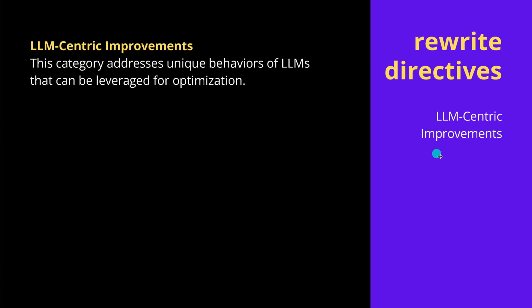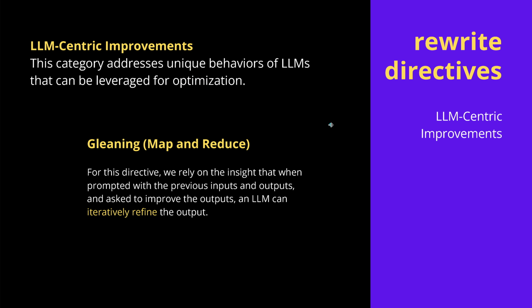Or, as I showed you, we have LLM-centric improvement. So now we focus on the LLM, and this category addresses the unique behavior of LLMs that can be leveraged for an optimization. And here one very particular one is gleaning. I would like to show you this. This is also a map and reduce operation.